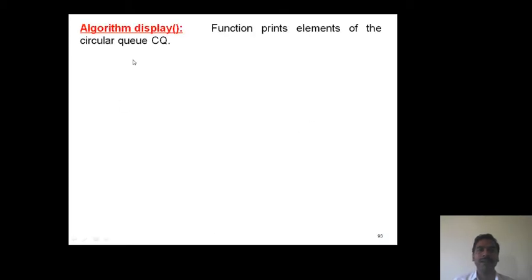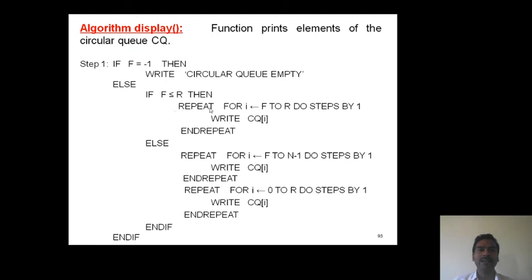Next operation, display. Now algorithm display. This function prints the elements of the circular queue. Here, first we check whether elements are available or not. If F equals -1, that means elements are not available. Hence we print a message as circular queue empty.